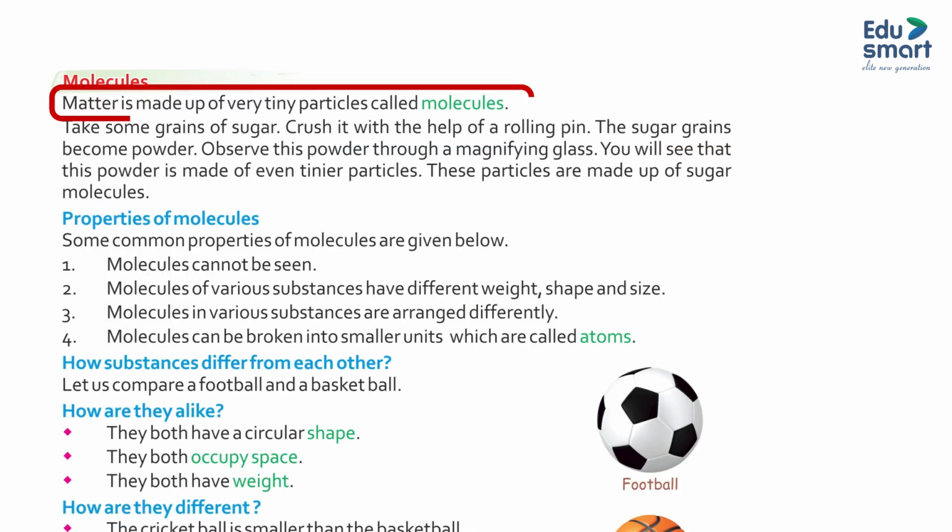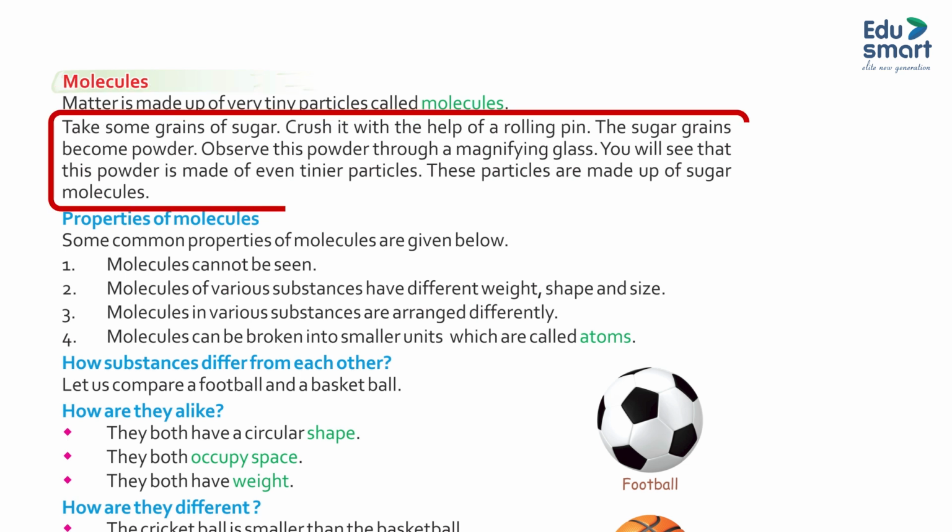Molecules. Matter is made up of very tiny particles called molecules. Take some grains of sugar and crush them with the help of a rolling pin. The sugar grains become powder. Observe this powder through a magnifying glass. You will see that this powder is made up of even tinier particles. These particles are made up of sugar molecules.